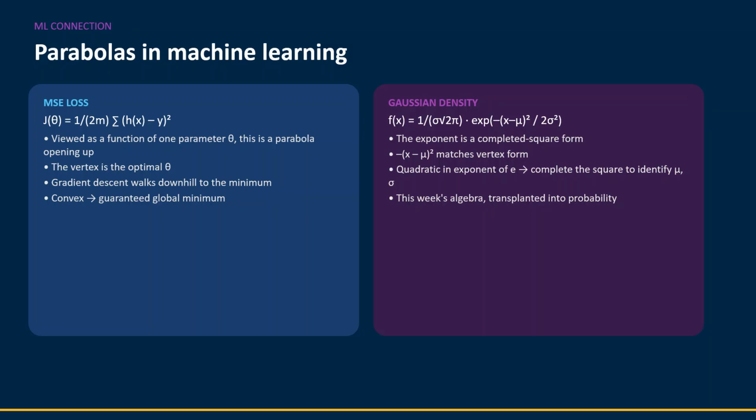Second, the Gaussian density. The bell curve formula has an exponent that is a negative quadratic in x. Completing the square on that exponent reveals the mean, mu, and standard deviation, sigma. So the algebra we just practiced, completing the square, is exactly the tool used to read the parameters of a normal distribution from its formula.